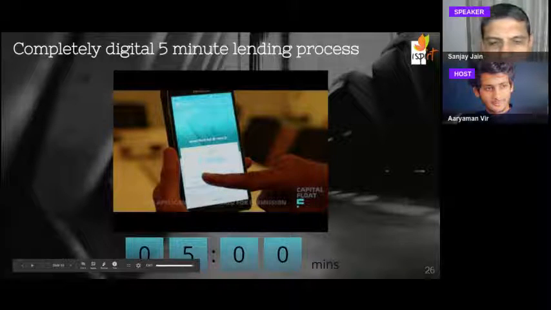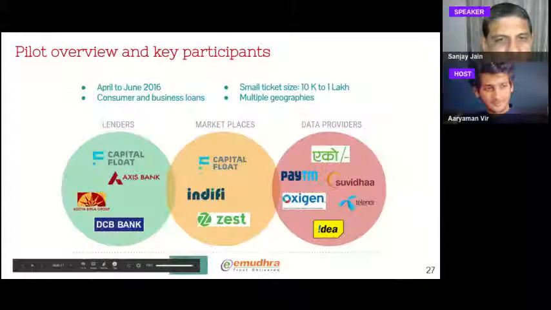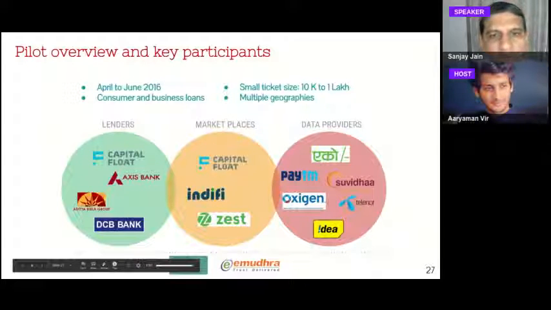And so to prove that such a thing could work, we actually put together a pilot to see how this would happen. So we worked with a bunch of folks who were in different groups. There were the lenders, there were the marketplaces, and then there were the data providers, and enablers who helped them access the underlying India Stack ecosystem.